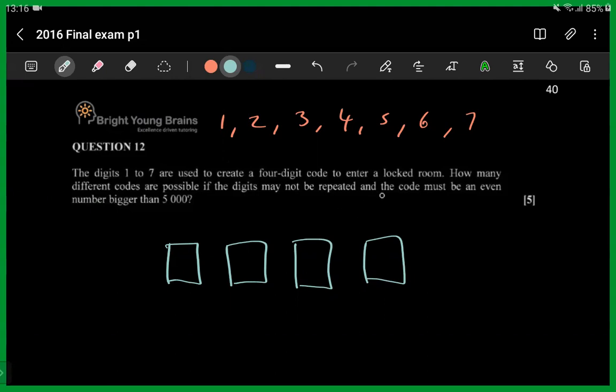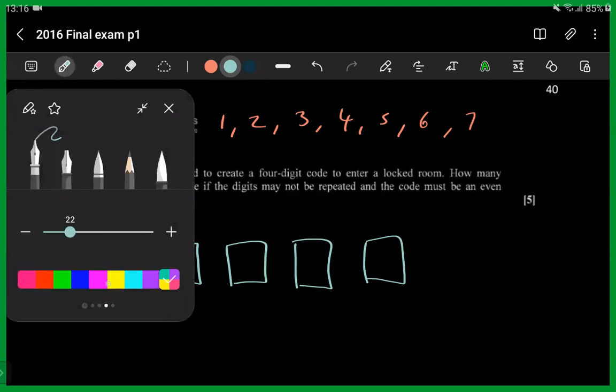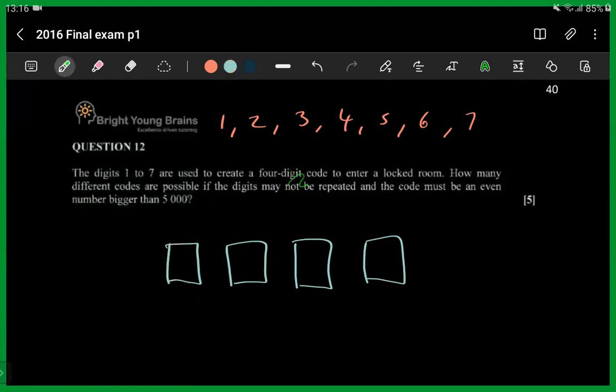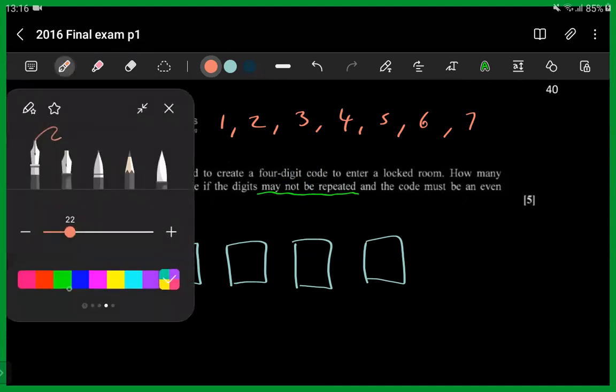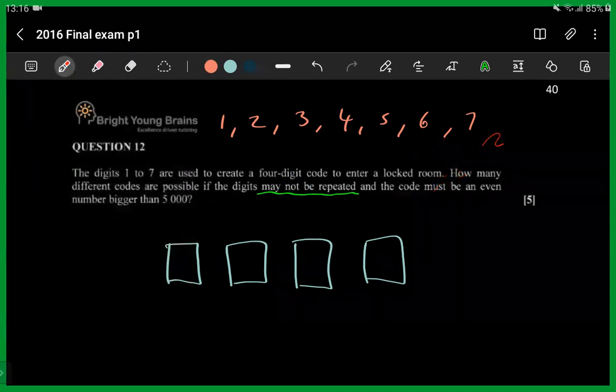looking like. And then they say here, how many different codes are possible if the digits may not be repeated? So you have to highlight certain things that are restrictions. So digits may not be repeated, that's one thing. And then they say here, and the code must be an even number. So 2 things, no repeating, and it must be even.